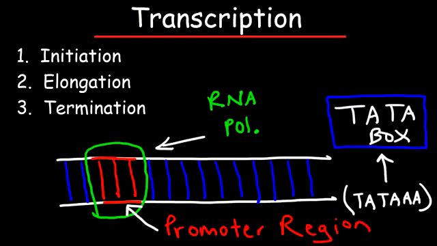Transcription occurs in 3 steps: initiation, elongation, and termination. Now, during initiation, RNA polymerase binds to the promoter region of DNA. Now, what is the promoter region? The promoter region is basically a short sequence of DNA. In eukaryotic DNA, it's TATAAA, also known as the TATA box. Now, this sequence is located 25 nucleotides upstream of the site where transcription begins.